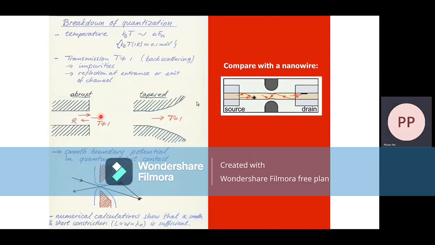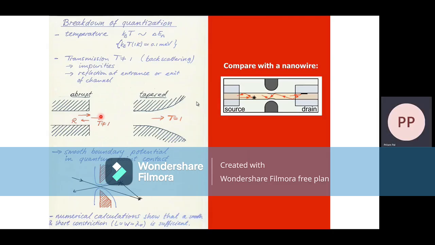Perhaps in real experiments, most samples allow for a smooth transition from the one-dimensional region to the two-dimensional region outside. However, backscattering is a very common problem, illustrated here. For example, if a couple of defects are located nearby the constriction, this trajectory will scatter a couple of times and this electron will go back through the constriction. Therefore, the conductance will be suppressed.